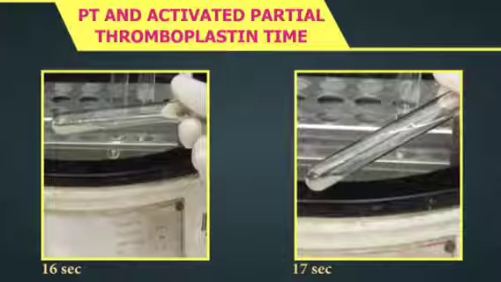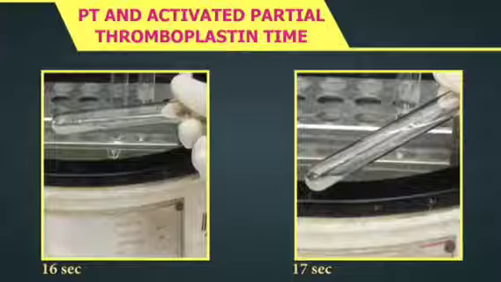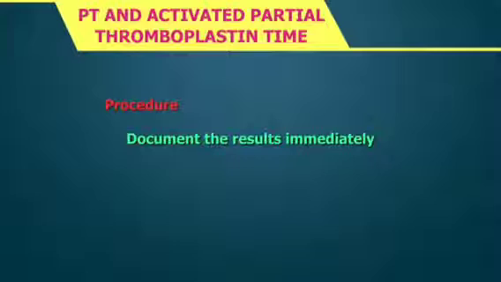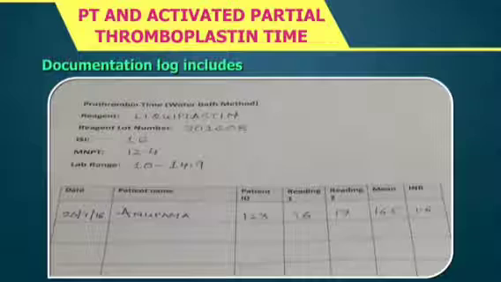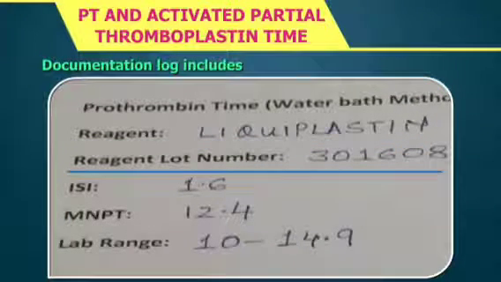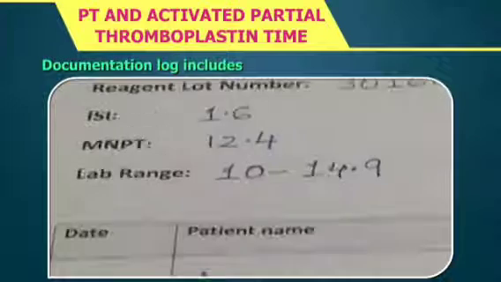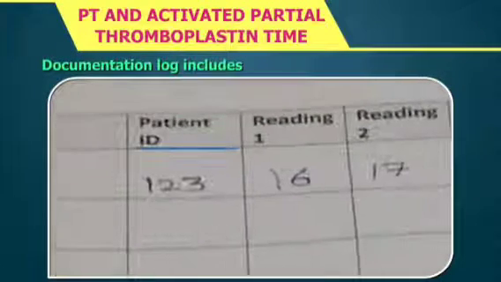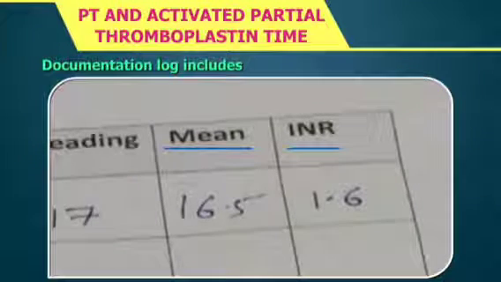The normal range for PT is 10 to 13 seconds. It has to be established by each lab by MNPT. Document the results immediately. The documentation log should contain the following information: PT methodology, reagent name and lot number, ISI, MNPT and lab range values, date, name and ID of the patient, patient readings, mean and INR value.